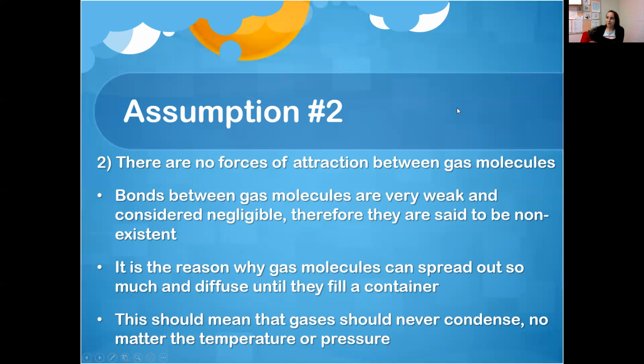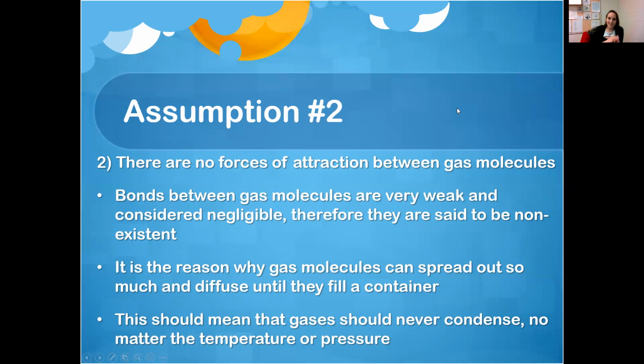This is the reason why gas molecules can spread out so far, because they don't have much of a force of attraction between them. That force of attraction would hold them together if it existed. So gas molecules will spread out, they will diffuse until they fill an entire container because those forces of attraction are so weak. And again, we just assume or pretend that those forces of attraction don't exist at all.